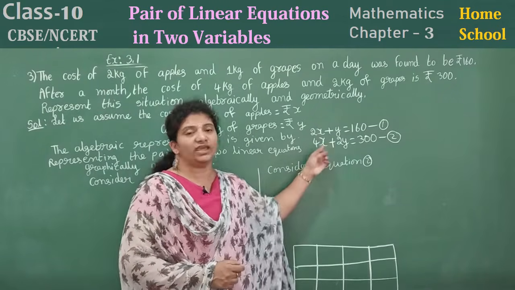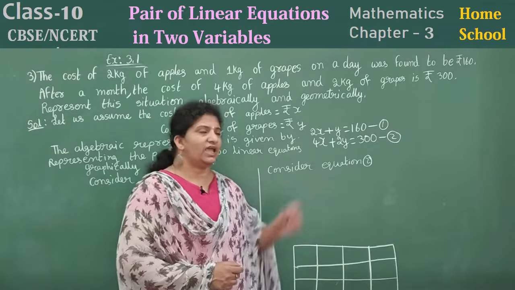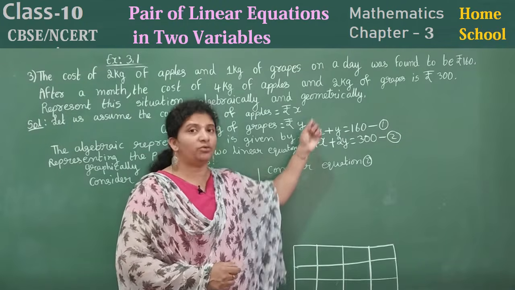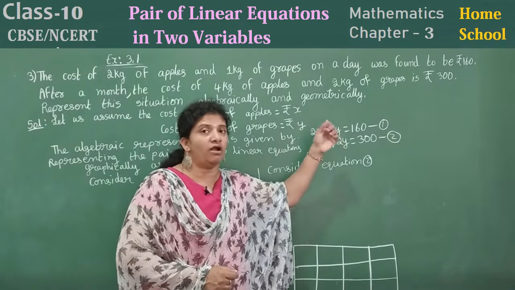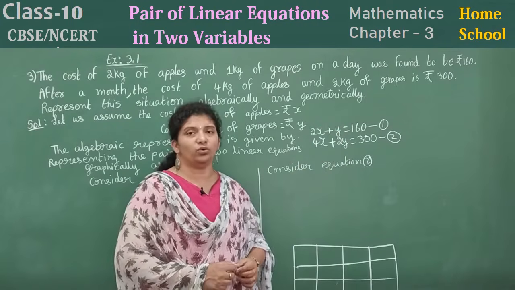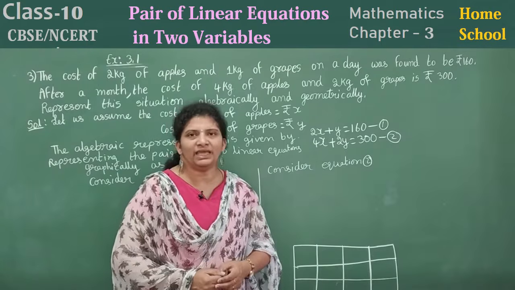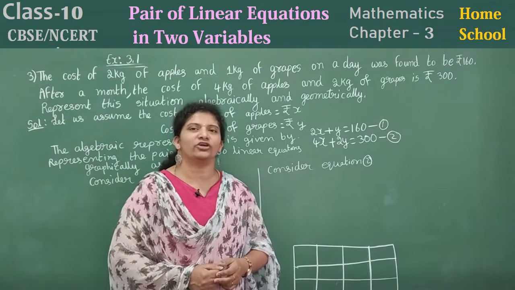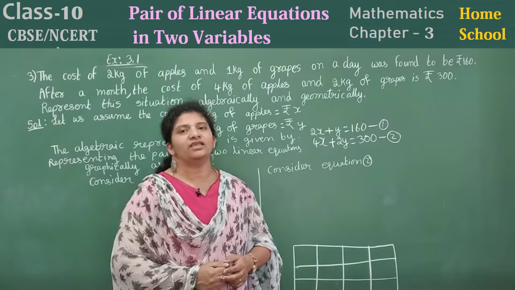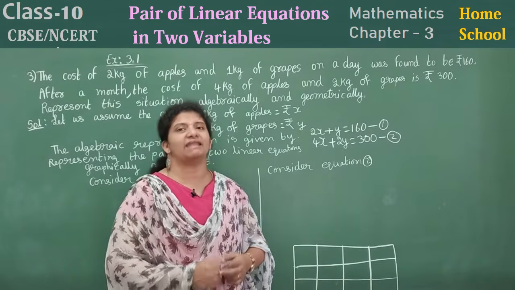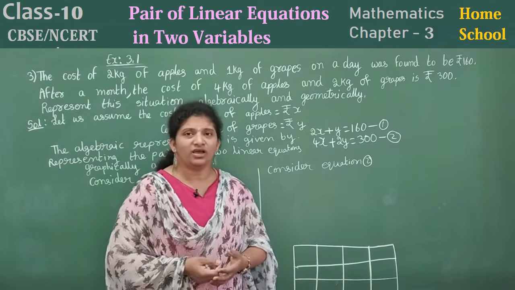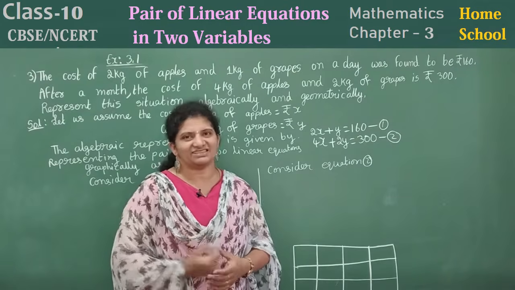But these two are equal. What is that, children? If a1 by a2 is equal to b1 by b2, which is not equal to c1 by c2, how will the two lines be? They will be parallel. According to your case 3, we can say the two lines are parallel and there is no solution. Okay, and they are inconsistent.